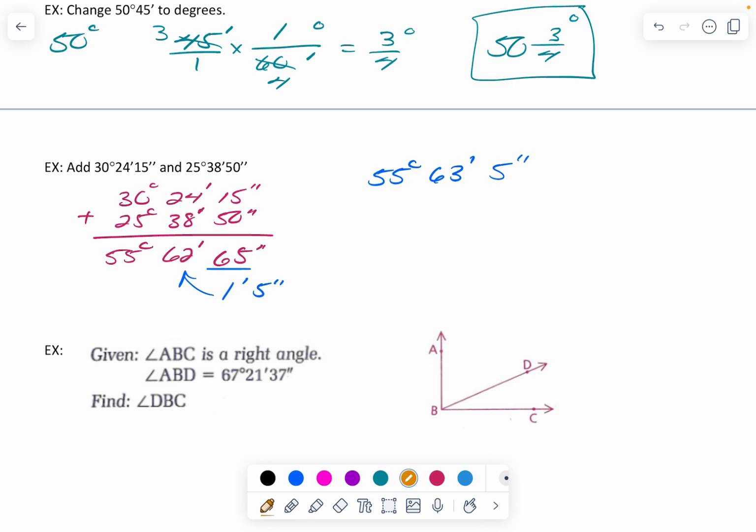Now, this is too big. Again, this is 1 degree and 3 minutes. And so now our final answer, this 1 is going to go over with that. So our final answer will be 56 degrees, 3 minutes, 5 seconds. And that will be our final answer.